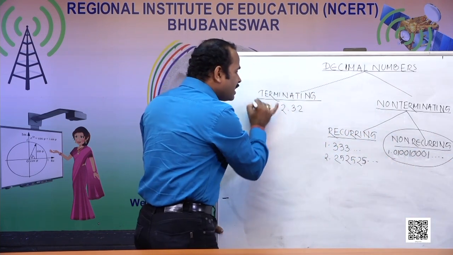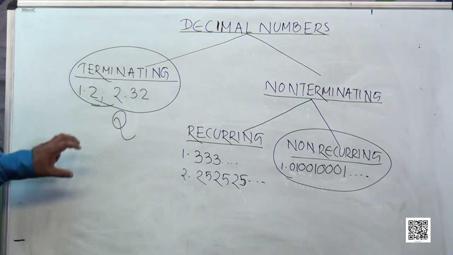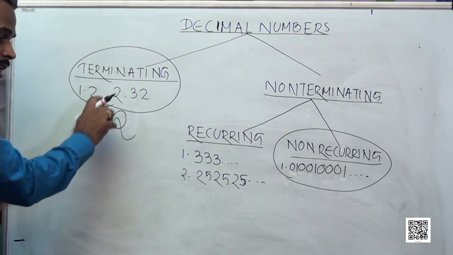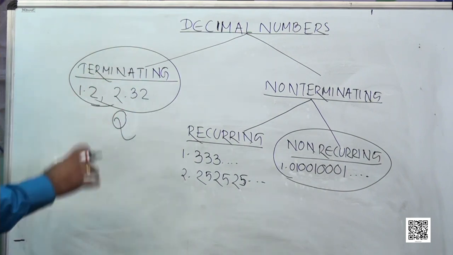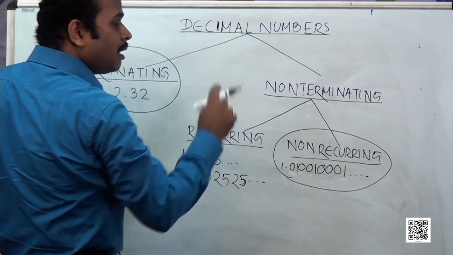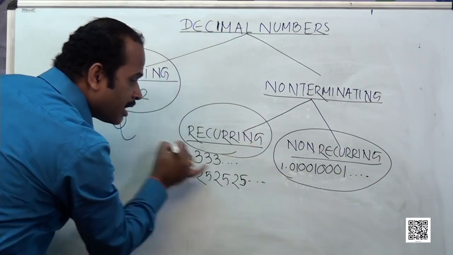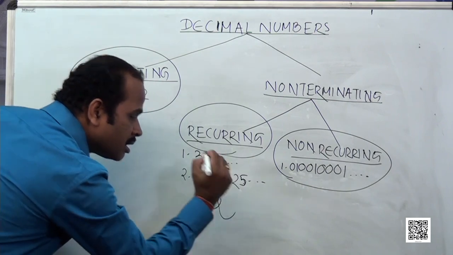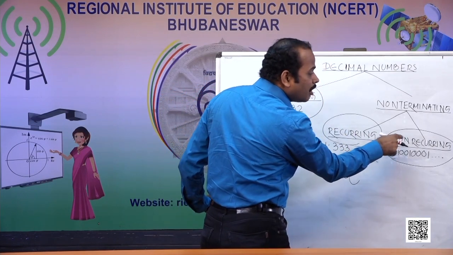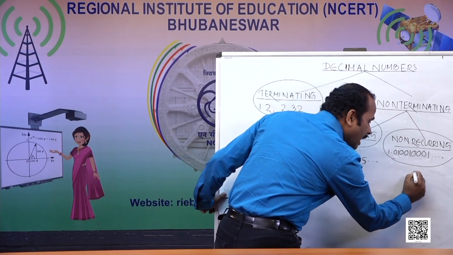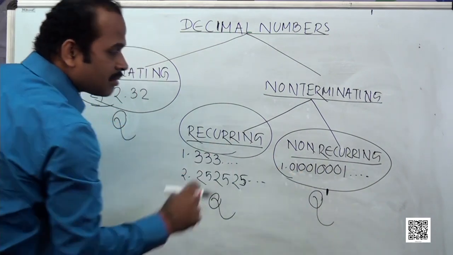Now, these terminating decimals, what we learned, come under rational numbers. As we have already learned, the set of rational numbers is denoted by the letter Q. So terminating decimal numbers come under rational numbers, and we denote it as Q. Now come to non-terminating decimal numbers. They are classified into two parts. Recurring non-terminating decimal numbers also come under Q; they are also called rational numbers. But those which are non-terminating and non-recurring decimal numbers are called irrational numbers and denoted by Q dash.